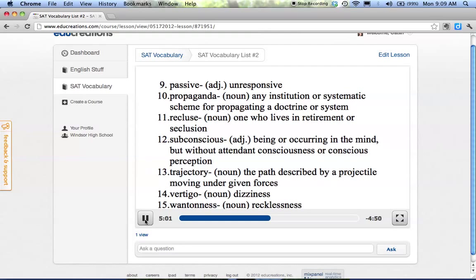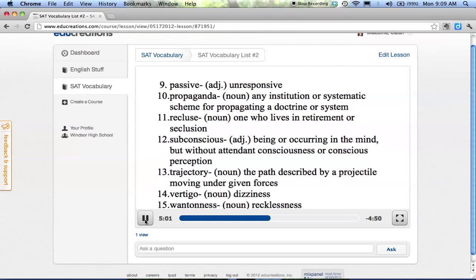Number 14 is vertigo. Vertigo is dizziness. Sometimes people get vertigo after they go scuba diving because being under the water has messed with their equilibrium, which is your ability to be balanced or feel balanced. And sometimes people get vertigo when they're really ill.